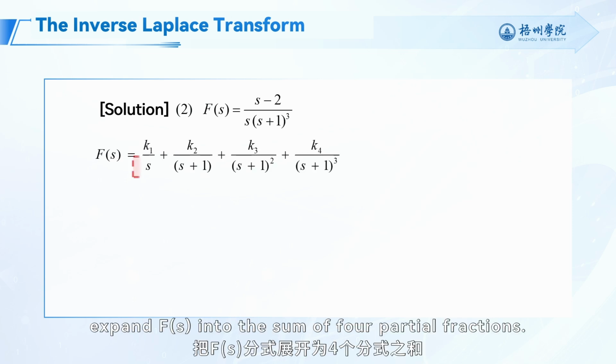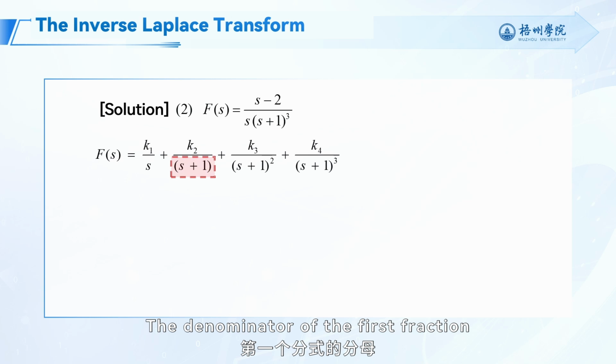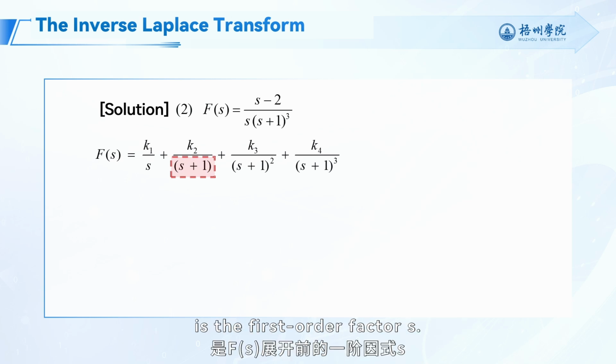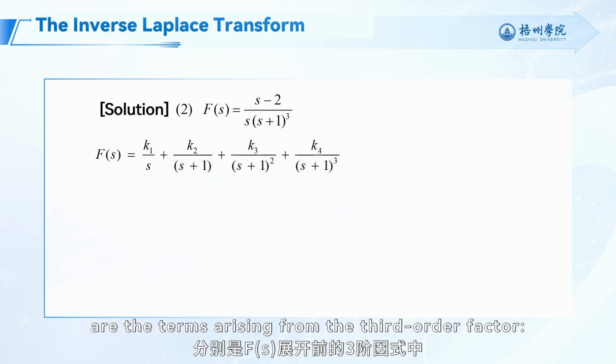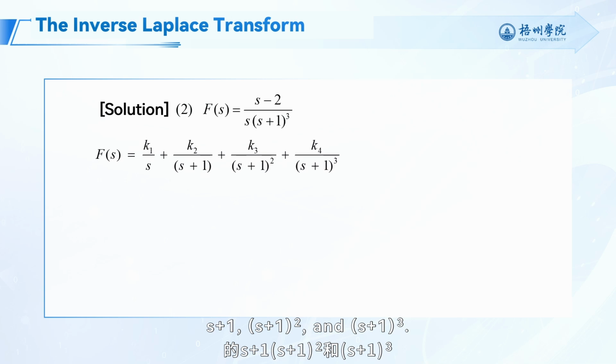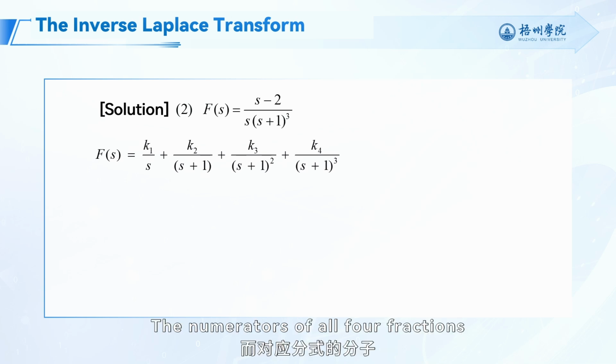First, expand F(s) into the sum of 4 partial fractions. The denominator of the first fraction is the first-order factor s. The denominators of the remaining 3 fractions are the terms arising from the third-order factor: s plus 1, s plus 1 squared, and s plus 1 cubed. The numerators of all 4 fractions are unknown constants.